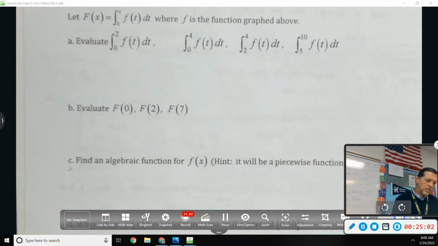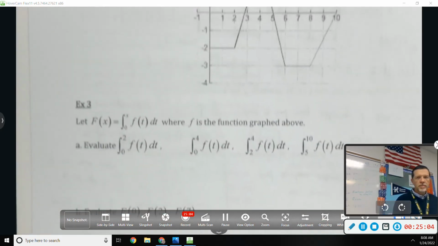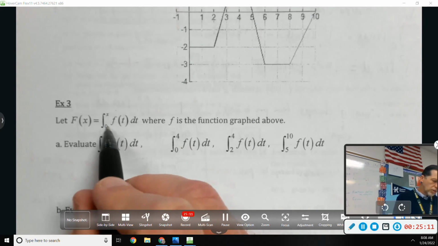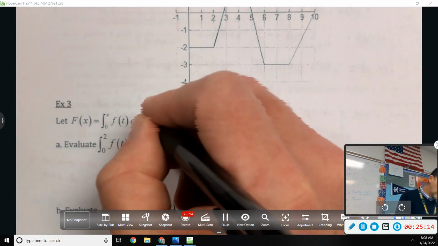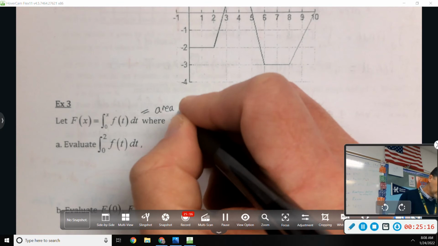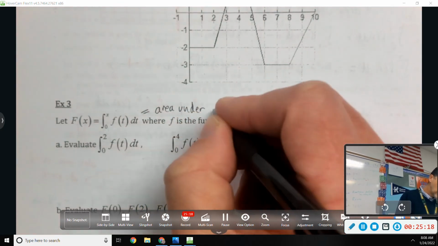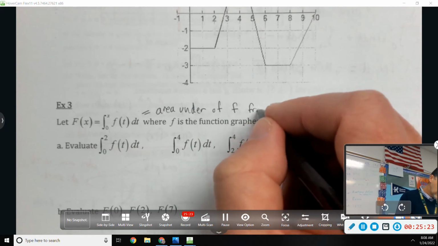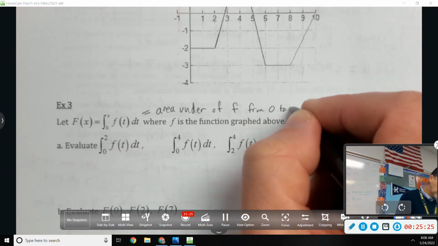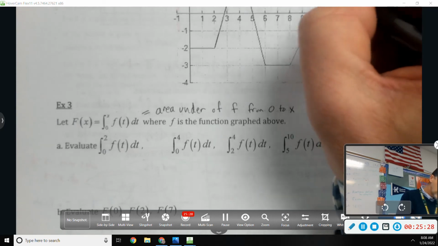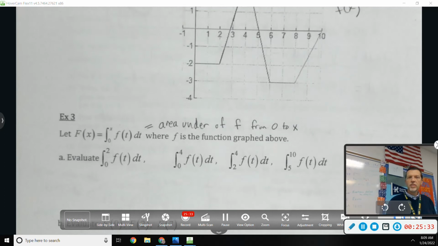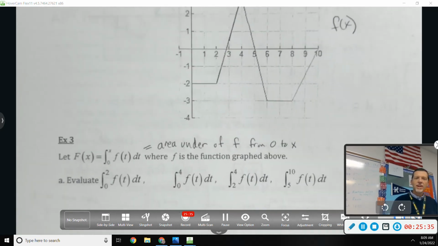Example 3. Kind of the same thing. Capital F equals the integral from 0 to x of f of t dt. So again, I'm going to write it out. This is maybe overkill, but that's the area under f from 0 to x, where f is graphed above. So be careful, that's the graph of f, little f, not the graph of big F.